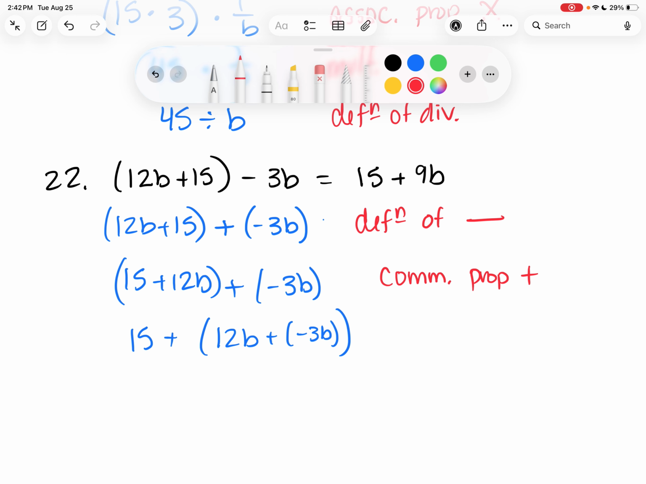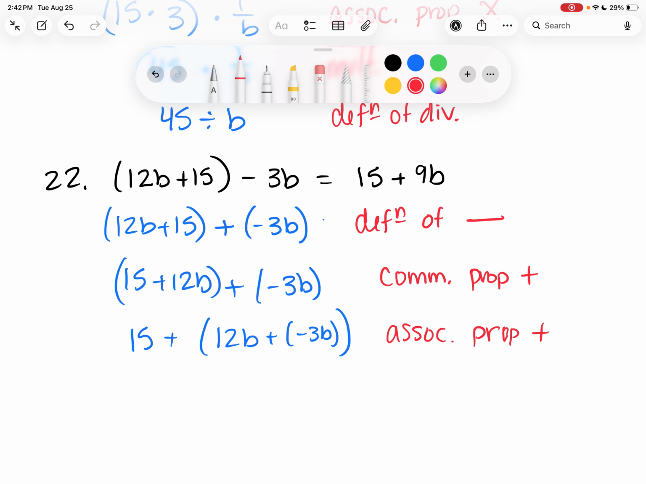It's the one you tried to tell me in the last step. To totally move a parentheses around, which one is it? Associative. Yep, associative property. Now, at this point, I can go ahead within this parentheses and add these things together here. So I get 15 plus 9b.